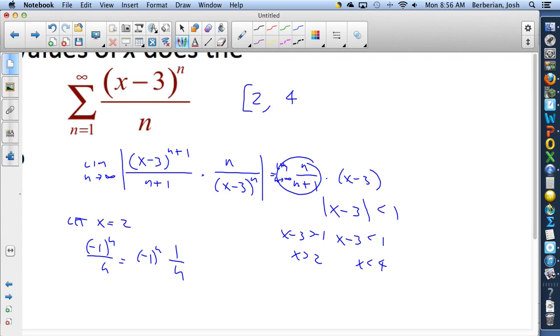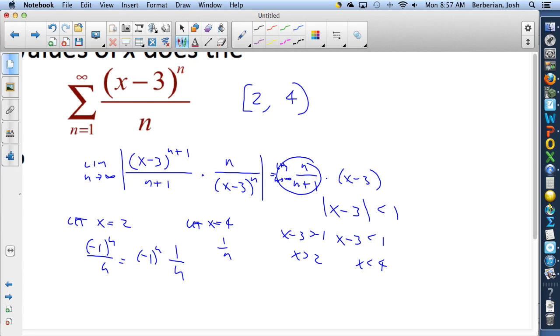Now I have to check what happens when x is equal to 4. What happens when I plug 4 in? Try again. I get 1 over n. That's just the harmonic series. I know 1 over n diverges.